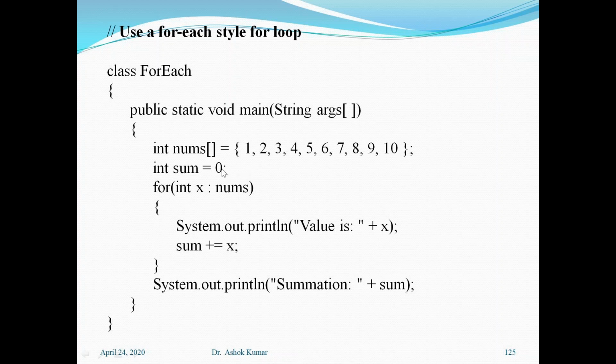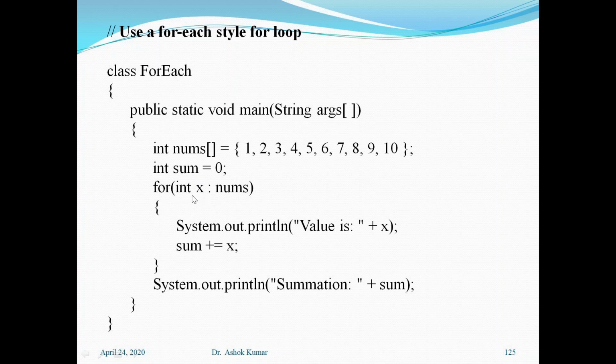The next is sum equal to 0. Through this program, we are finding the sum of the array elements. We want to sum all these numbers from 1 to 10, so you should get the result 150. The main important point is how this for each loop works.